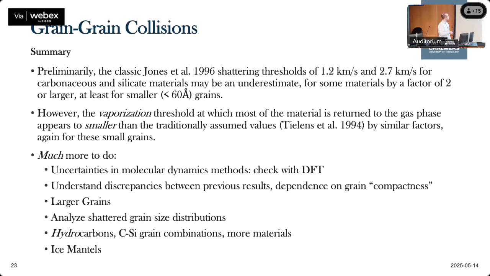I wish I could play all of these, but I'll just go to my summary. So yeah, these thresholds that we're calculating from the molecular dynamics simulations seem like they might be off by factors of several from the traditionally assumed thresholds from classical calculations. Of course, there's much more to do. There are uncertainties in the molecular dynamics methods, so we're going to check some of them with DFT. We want to understand the discrepancies between these previous results. Also, we want to do larger grains, analyze shattered grain size distributions, and of course, all different grain compositions.